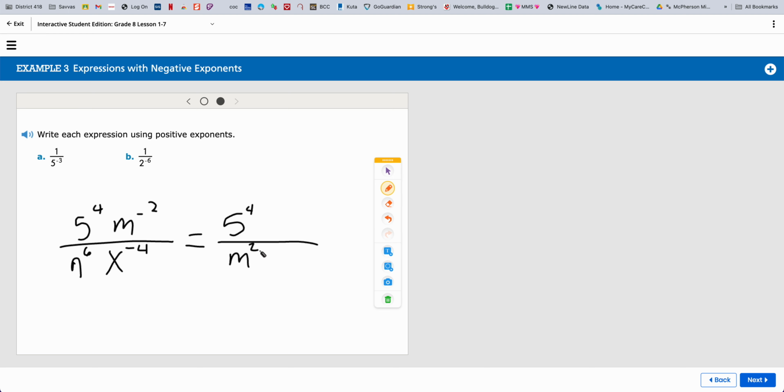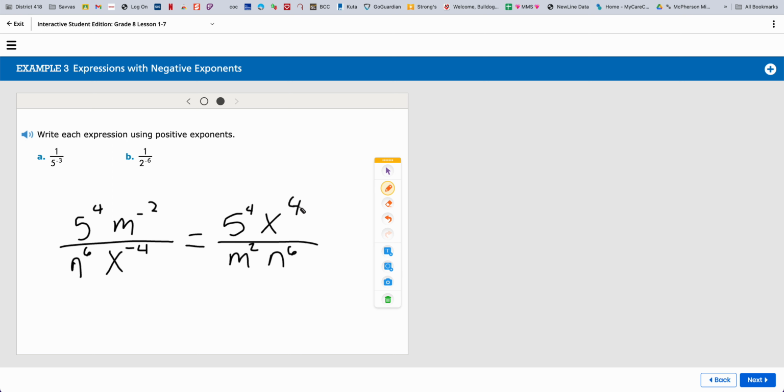Now what about n to the 6th? It's a positive exponent, so it's going to stay where it is, but m is in that spot. N to the 6th. What about x to the negative 4th? It's got to go to the top. Oops, not negative, I botched it. Just x to the 4th.